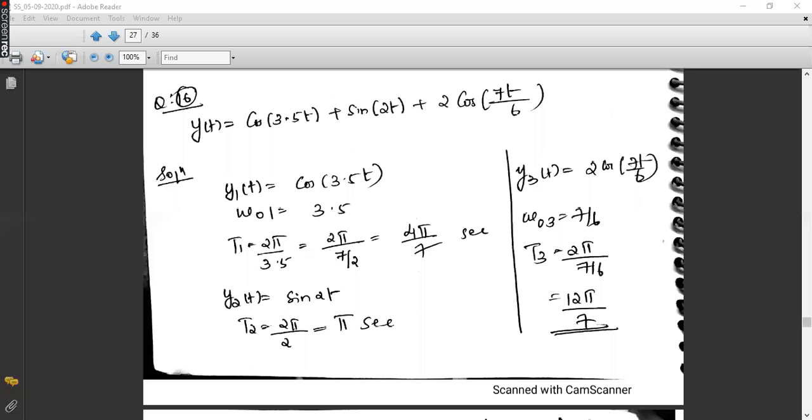So till now we have done with only one term in the given signal. Now you are having three distinct terms to find the periodicity of a given signal. Take down the question.